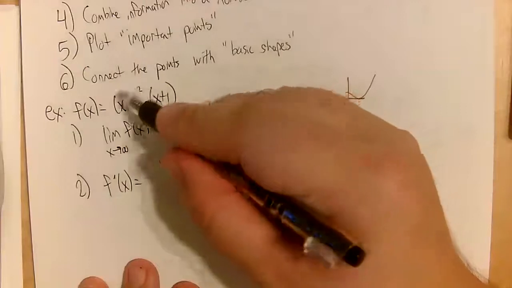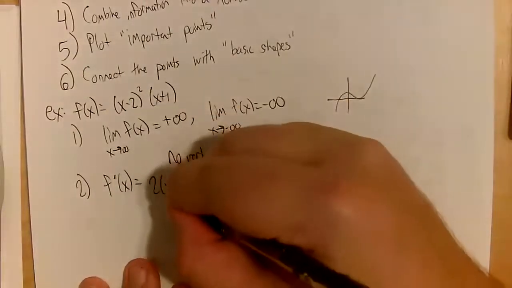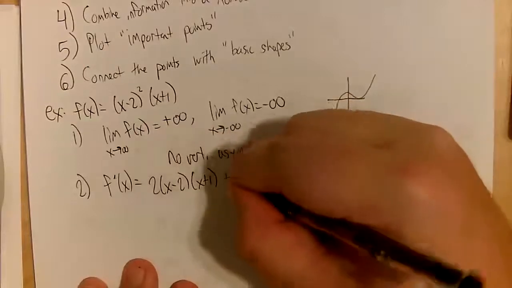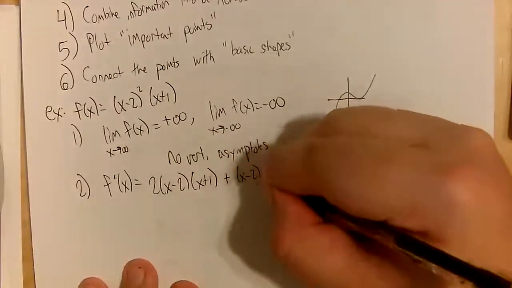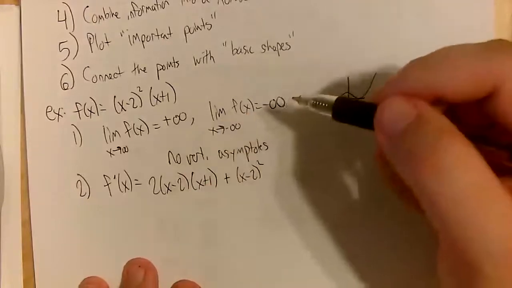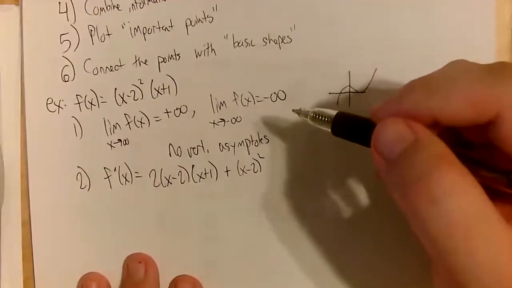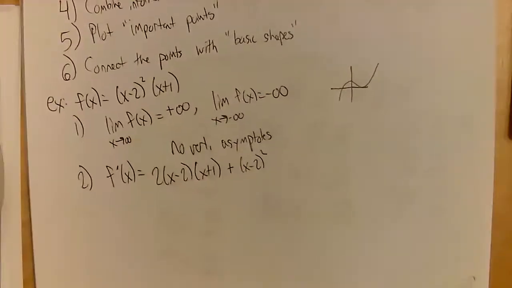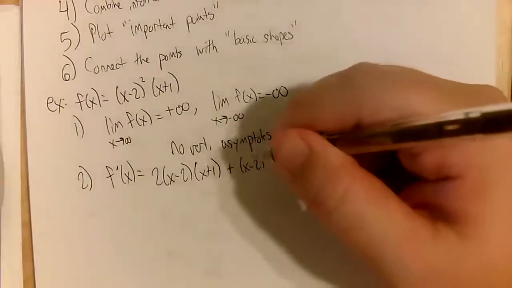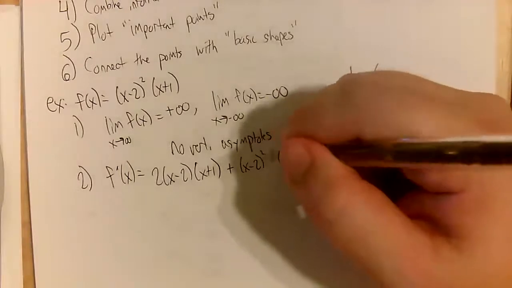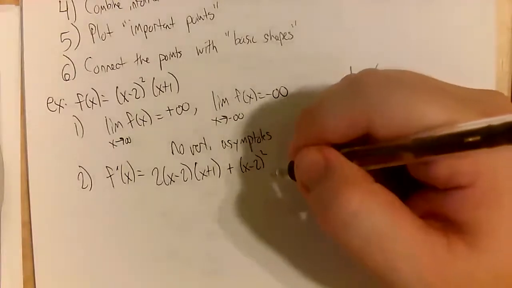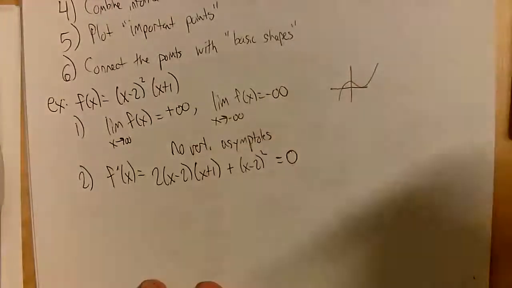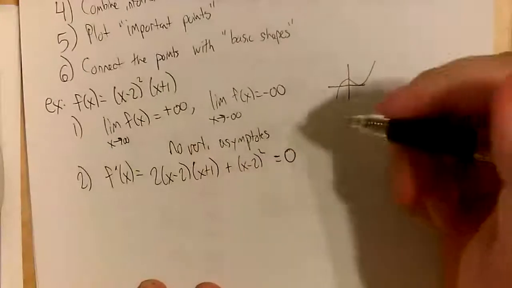So I'm going to bring the 2 down to the front, lower the power to 1, and then leave the x plus 1 alone. Then I'm going to leave the x minus 2 squared alone and do the derivative of x plus 1, which ends up being 1. All right, so there we go. Here we have our first derivative here. Okay, now this is going to be a quadratic polynomial, meaning it's going to have 2 zeros. And there aren't going to be any points where this is undefined because it's a polynomial.